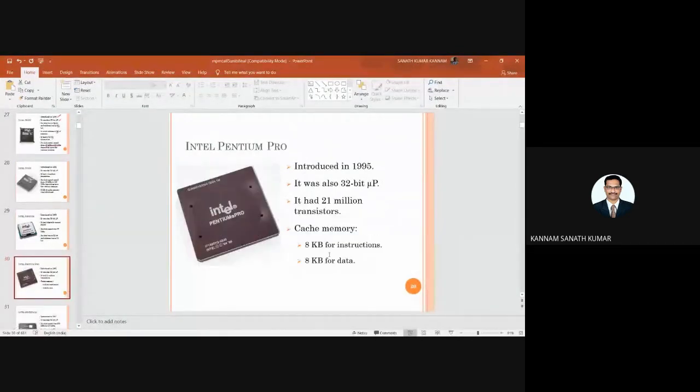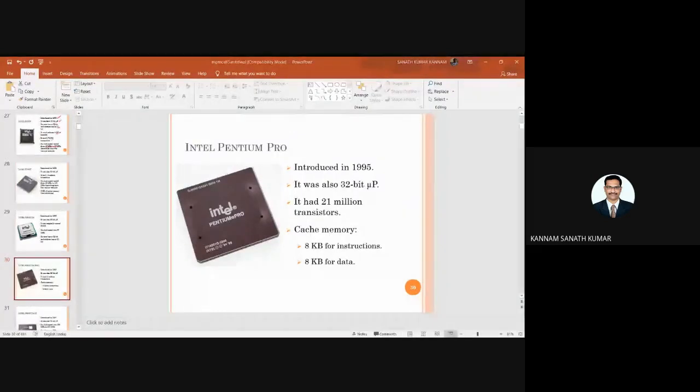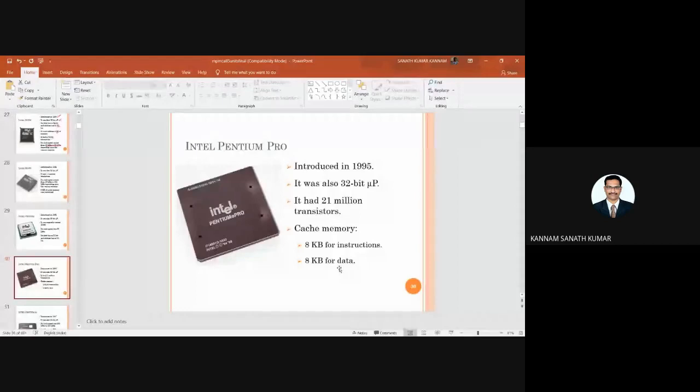And next there is the Pentium Pro. The Pentium Pro was introduced around 1995. This is a 32-bit microprocessor with a total of 21 million transistors, and the cache memory is 8 kilobytes for instructions and 8 kilobytes for data. So in total it has 16 kilobytes of cache memory.